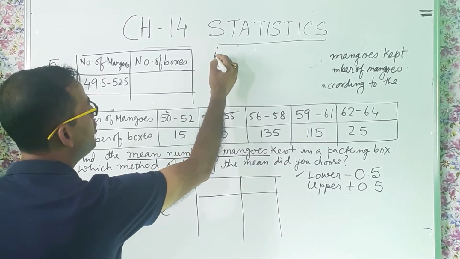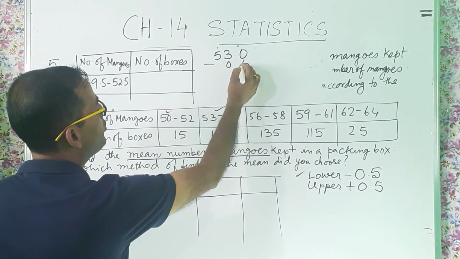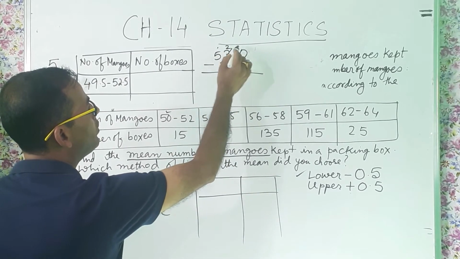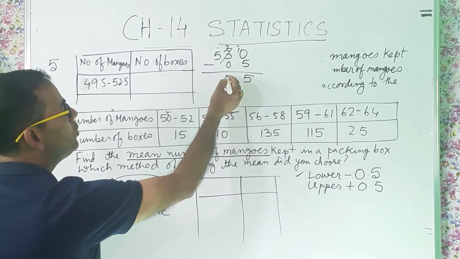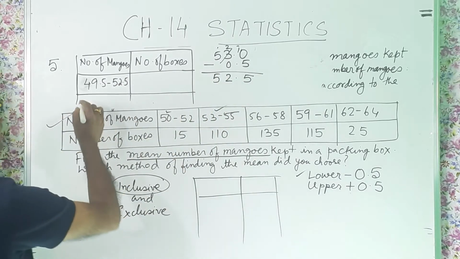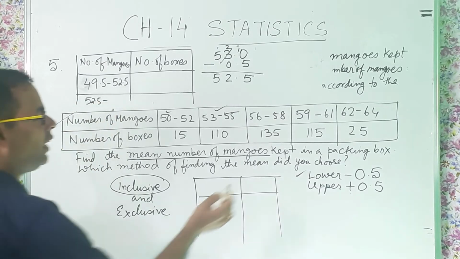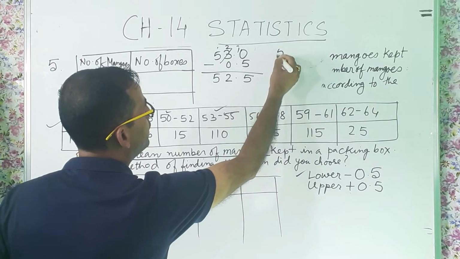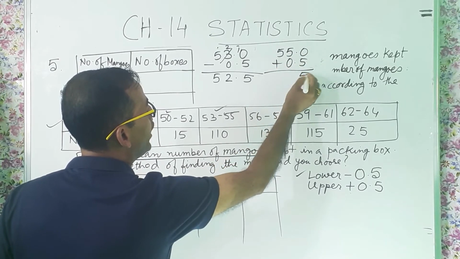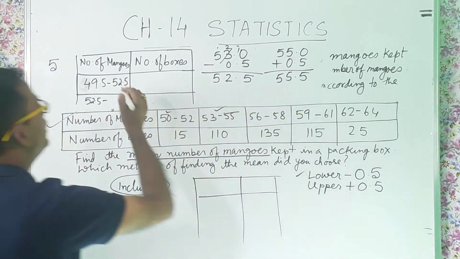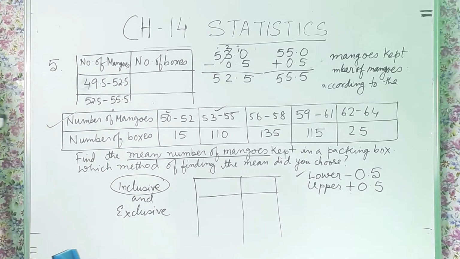For this one, lower is what? 53.0 and I will subtract 0.5. Again like that way I will borrow, it will become 2, here 1. So now 5, 10 minus 5 is 5, 2 minus 0 is 2 and then 52. So what it will become? 52.5 dash. Then upper is what? 55. 55.0 and I will add 0.5. So 5 and then again 5. So what you get? 55.5. Clear up to this much?